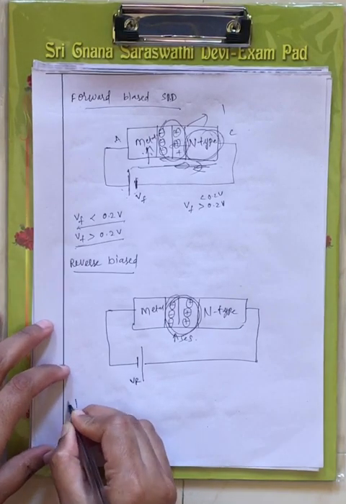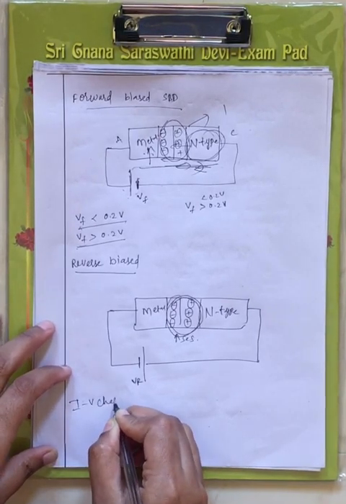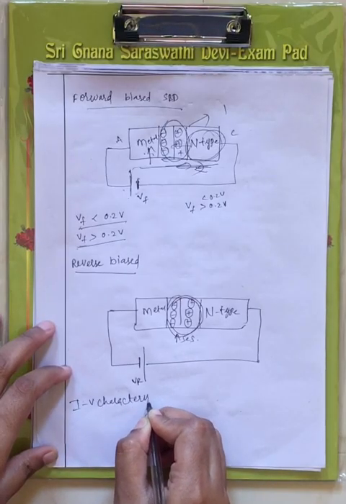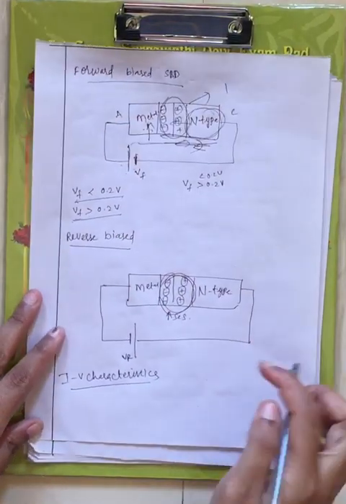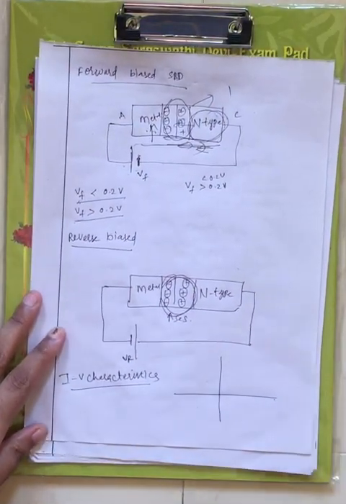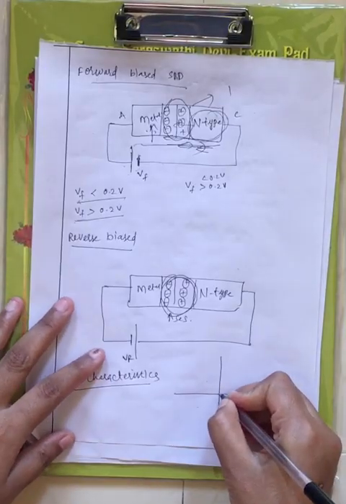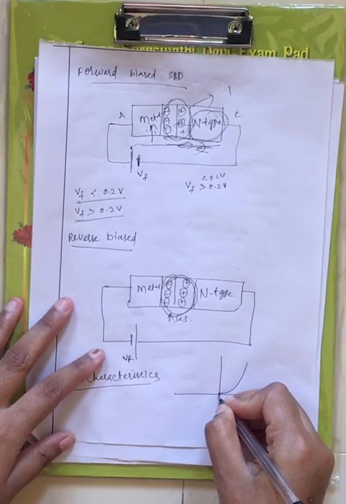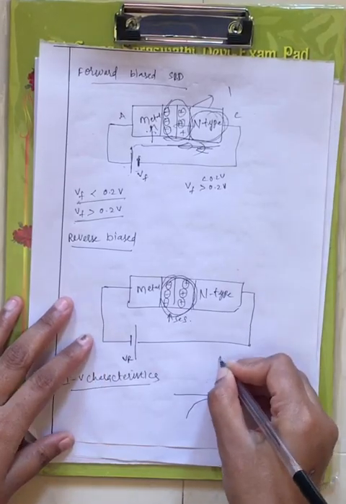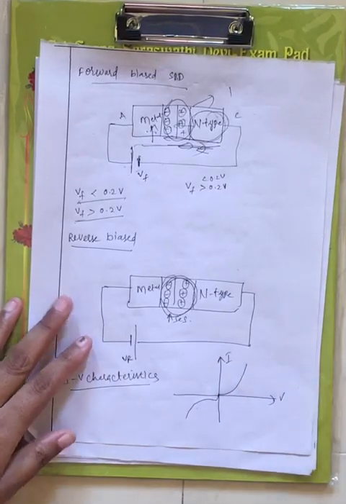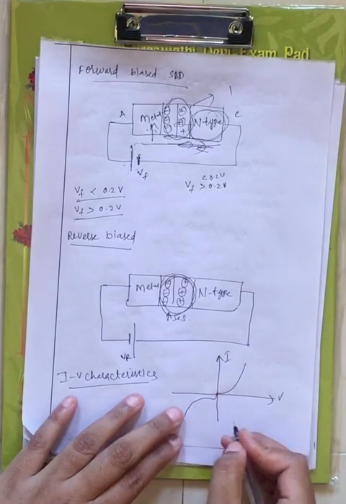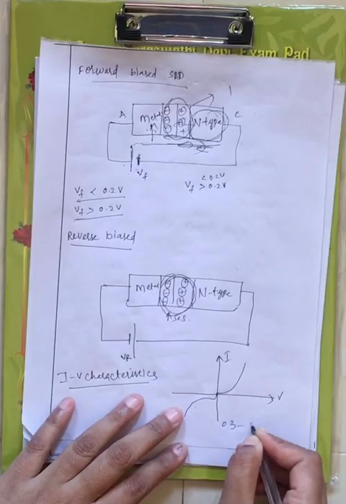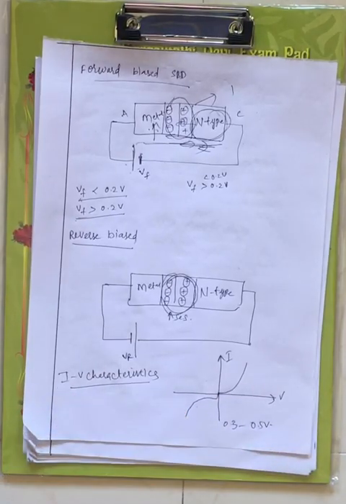Now coming to IV characteristics. Now the forward voltage range under forward biased condition is varying from 0.3 to 0.5 volts, right? Now this is about the Schottky barrier diode.